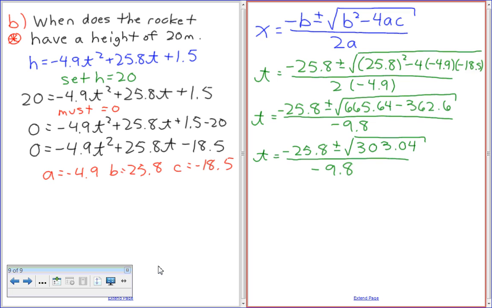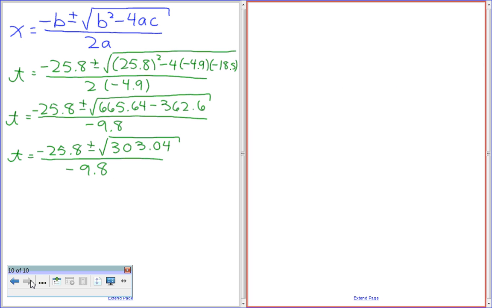I'm going to pick on Nick. Nick, can you do the square root of 303.4 for the class, please? Two decimals would be good. Wait a second. While Nick's figuring that out, you guys should be doing this yourself.